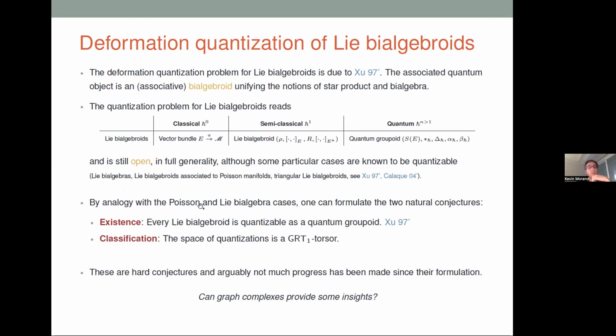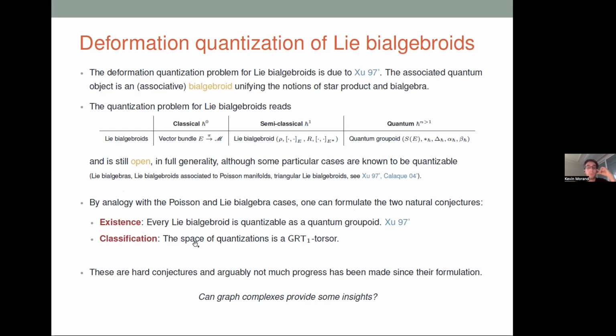Okay, but as I said, Lie bialgebroid unifies the notions of Poisson and Lie bialgebra. So by analogy, we can conjecture that, on the one hand, every Lie bialgebroid is quantizable as a quantum groupoid. This conjecture was made by Xu in 1997. Since we know that every Lie bialgebra is quantizable and every Poisson manifold is quantizable, then why not be able to quantize any Lie bialgebroid?